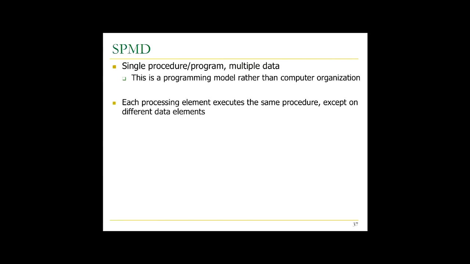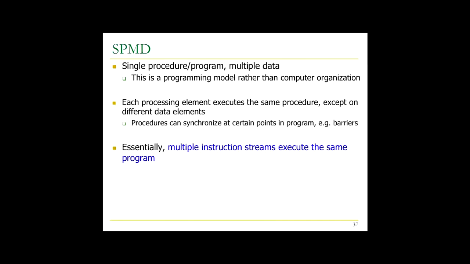Each processing element executes the same procedure except on different data elements. That's each thread, maybe I should not call it a processing element over here, but each thread executes the same procedure. And procedures can synchronize at certain points in the program. Remember the barriers that we've discussed a long time ago? But you don't need to know exactly how to do this programming. Essentially, you have multiple instruction streams that execute the same program.